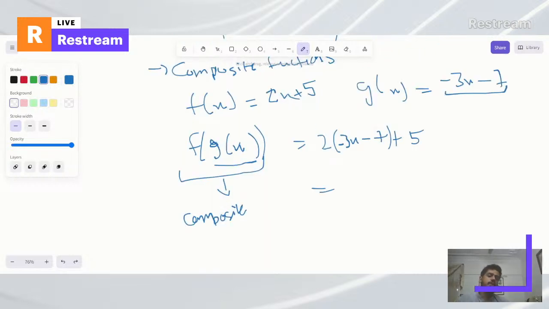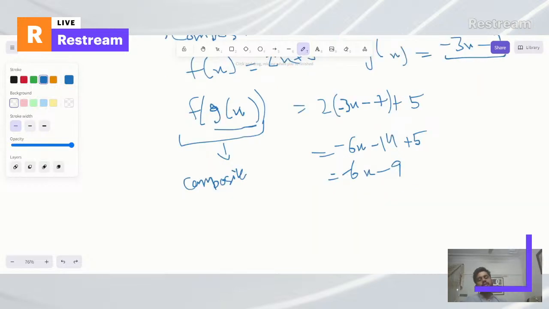So 2 times negative 3 becomes negative 6x. 2 times negative 7 becomes negative 14, right? Plus 5. So it becomes negative 6x minus 14 plus 5, which equals negative 6x minus 9. So this is the answer to f(g(x)). Do you understand this?